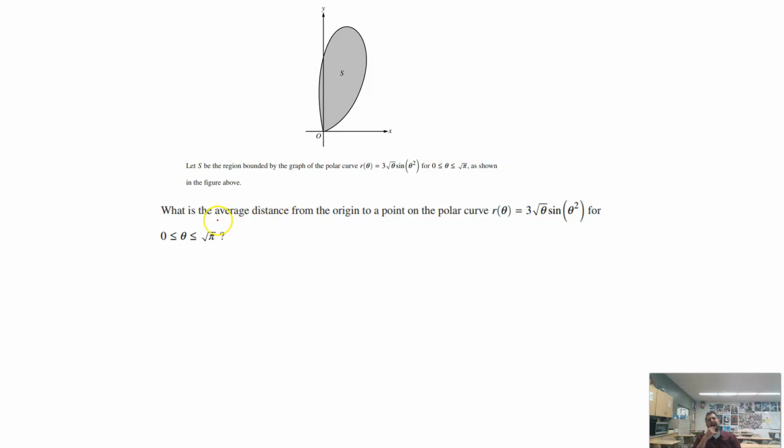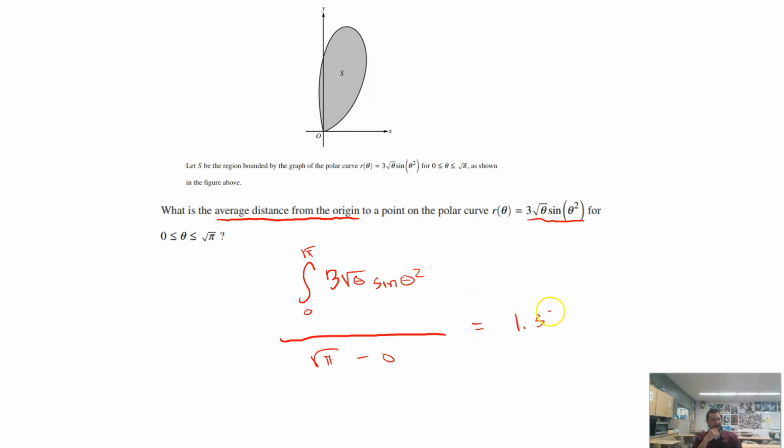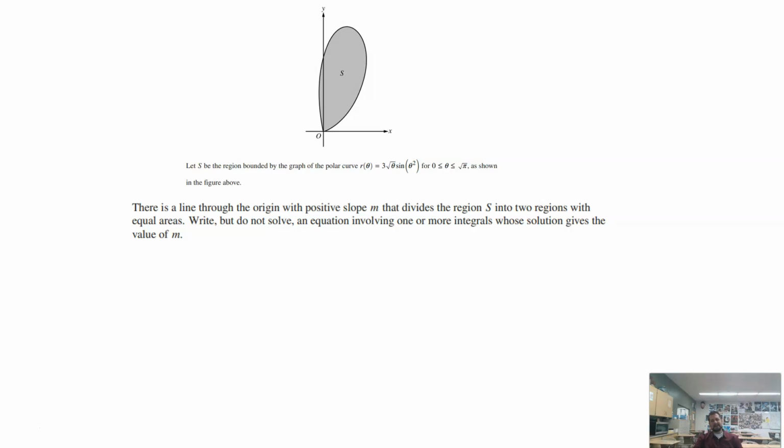Letter B wants to know the average distance from the origin. Well, r tells us the distance from the origin. If we want to know the average distance from 0 to the square root of pi, we are just going to have to integrate that distance, not the 1/2 this time, 3 square root of theta times the sine of theta squared, and then divide that by our time interval, square root of pi minus 0. When we put that into our calculator, we get 1.5799 or 1.5780. Either way works. That's your answer for letter B. Again, not that bad.